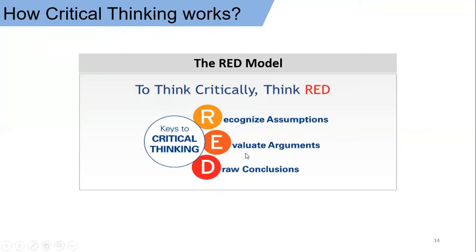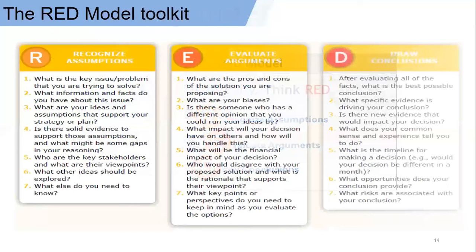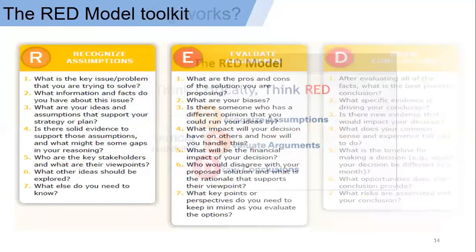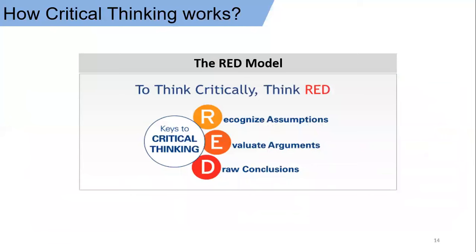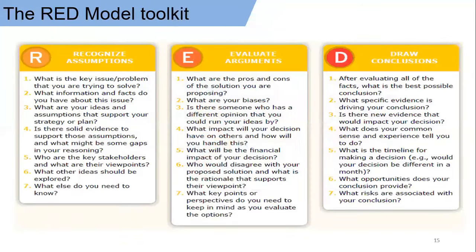So you've got to recognize those assumptions and evaluate the arguments to see if they've got biases in them before you draw conclusions. And here's a toolkit. Like I said, this is the RED model that you want to use to think critically. But when you want to analyze a situation critically, when you're stuck, even before you get to the point of doing any analytics or analysis, you want to ask all of these questions. We've put together this toolkit for you to actually use and fill up whenever you're doing any analysis.